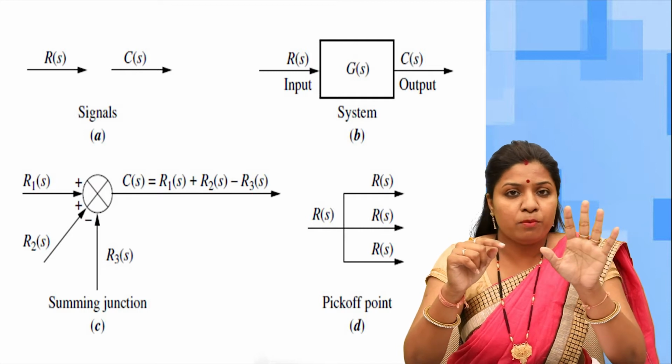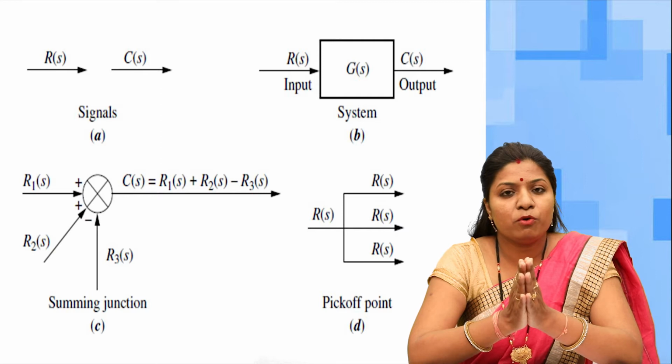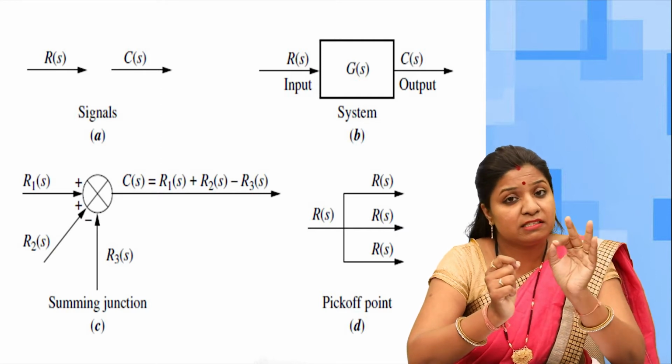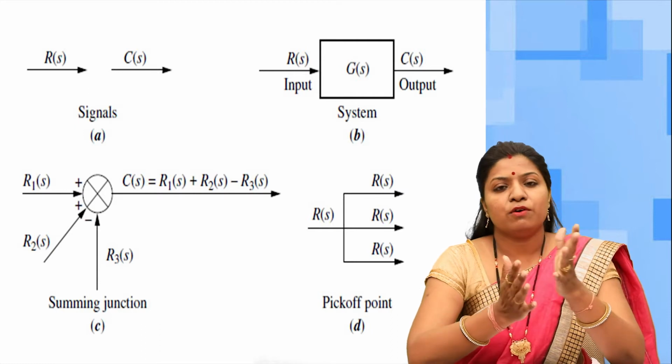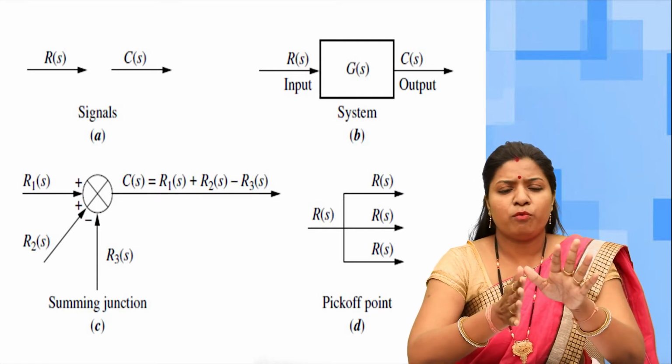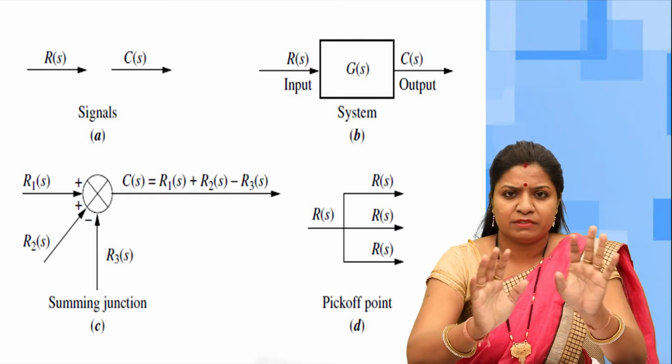The summing point is not a plain summation of the signals. It just produces an algebraic sum, according to their characteristic. Now the fourth is the takeoff point. The takeoff point simply breaks or separates the signal. Nothing else, it just separates the signal.